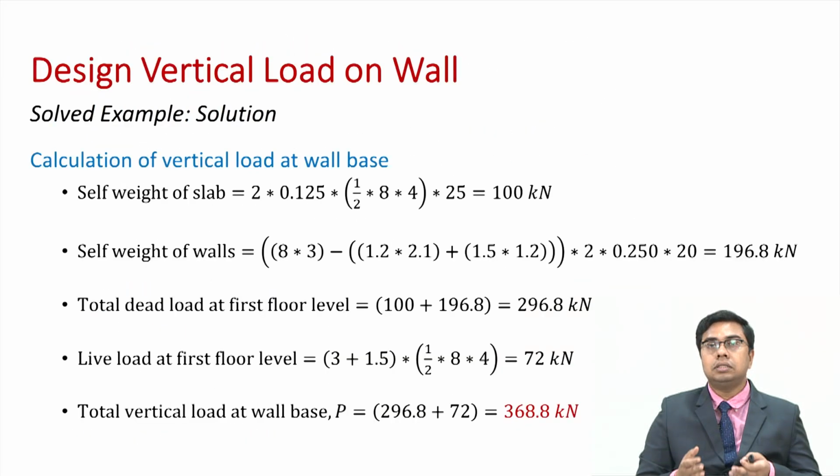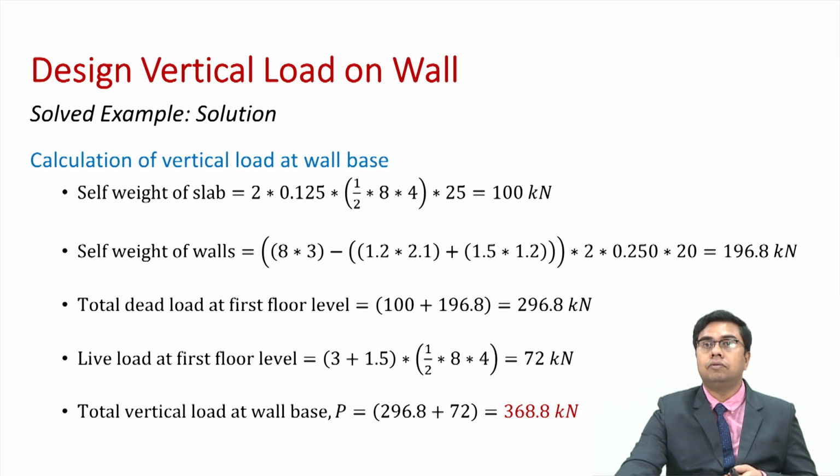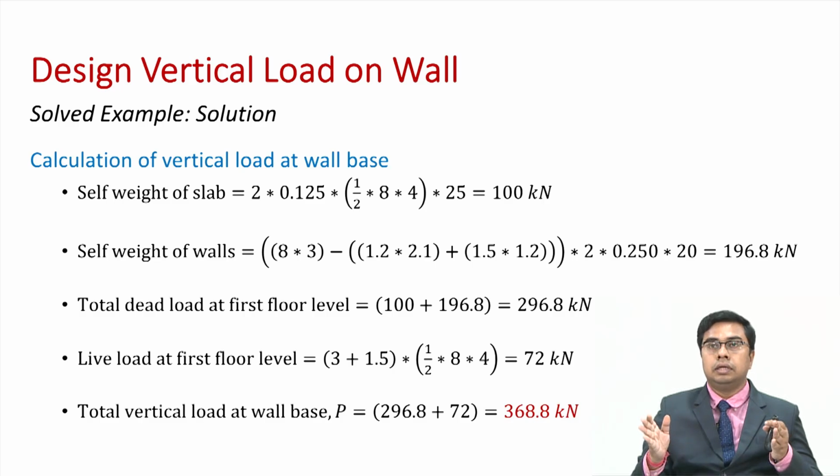Okay. Now, let us also calculate the vertical load at the wall base. We will need this vertical load at the wall base while designing our wall. So, in this case the self weight of the slab, since we are considering at the wall base, shall be from both the stories or both the floors. So, it shall be 2 times 125 millimeter thick slabs. Then we are taking only the tributary area for our wall, that is the southern wall. For the southern wall, the tributary area will be a triangle, half into 8 into 4.